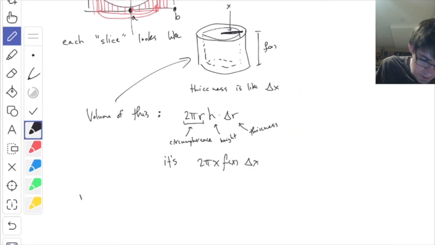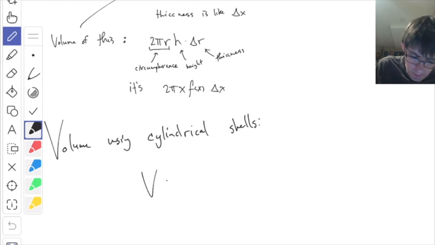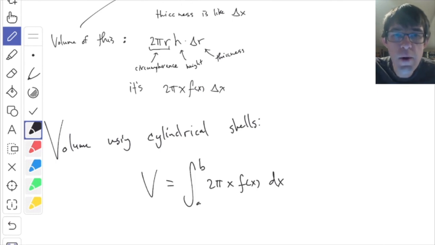We'll do examples next time. The formula for the volume using cylindrical shells ends up being quite different, but not any harder, really. You just have to remember a different formula. The volume is the integral from a to b of 2 pi x f of x dx. All right? No squaring of anything. You get this weird x times f of x. This is the volume using cylindrical shells. And I think we'll have to leave it at that. We will do a bunch of examples next time.